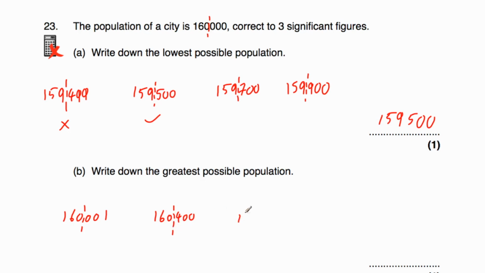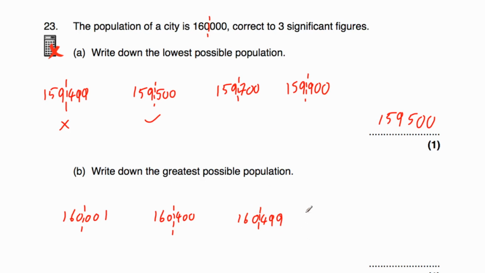And then we can have anything as high as 160,499. Because when we round that to three significant figures, we still have a 4 in that column, so it wouldn't round the next one up. So if we were to round this to three significant figures, we would get 160,000.